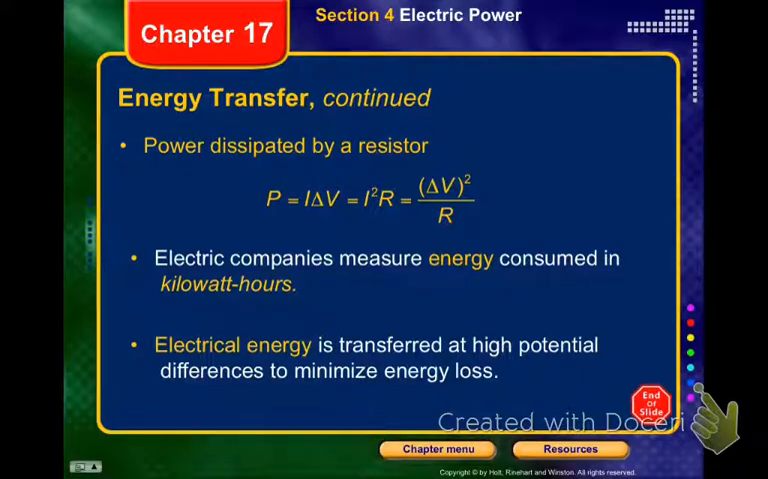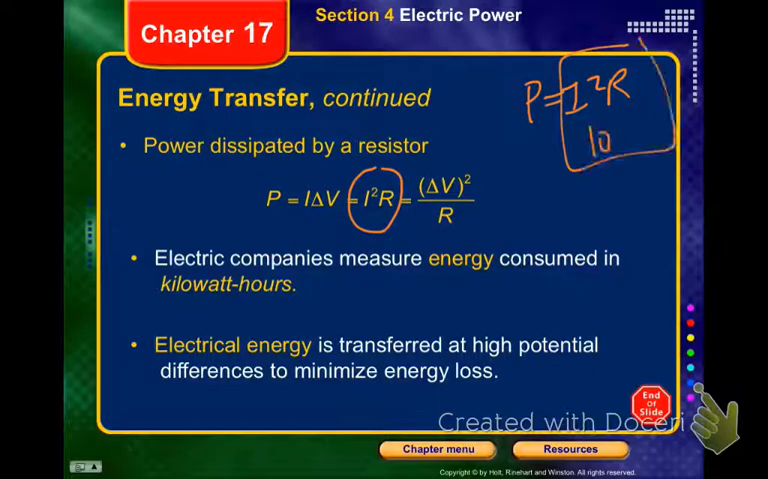On the next slide, they're going to relate kilowatt hours to joules and probably show you the conversion for that. We'll look at that then. But I want to concentrate for just a second on this P equals I squared R. When we talk in that last one about transferring at high potential differences to minimize energy losses, it's called I squared R loss. So you take this and just add the word loss onto it.